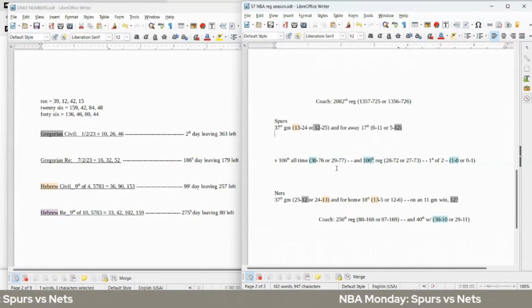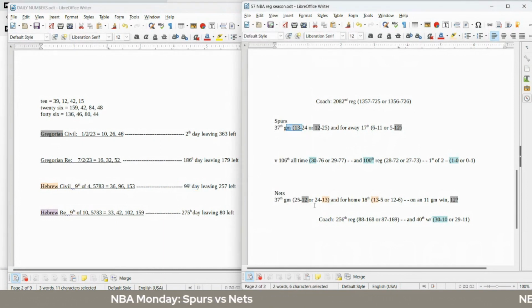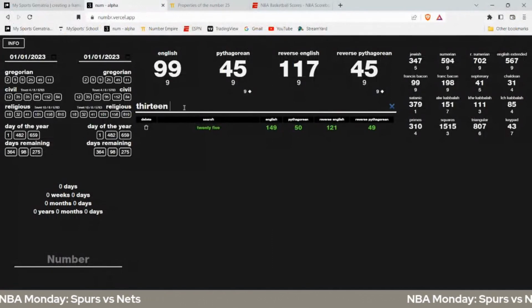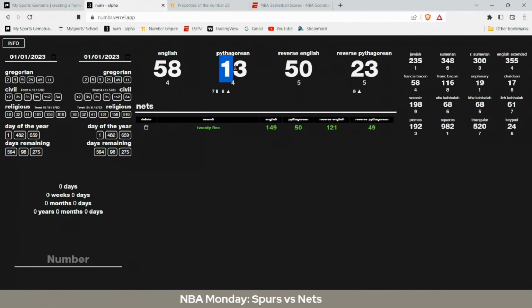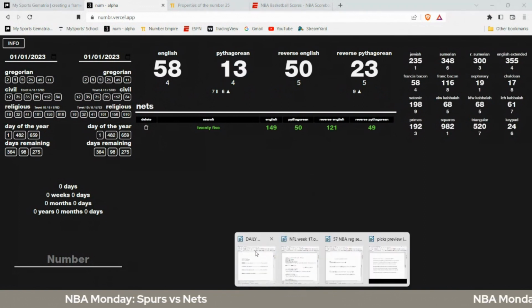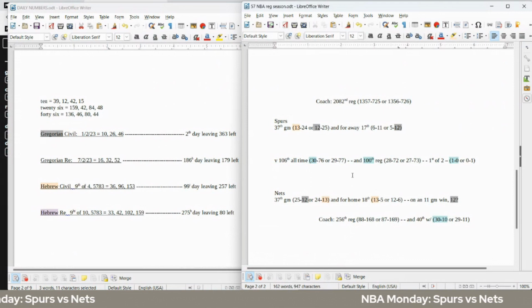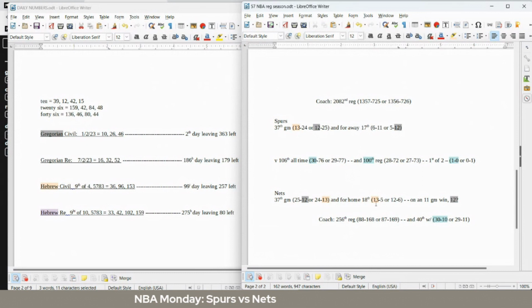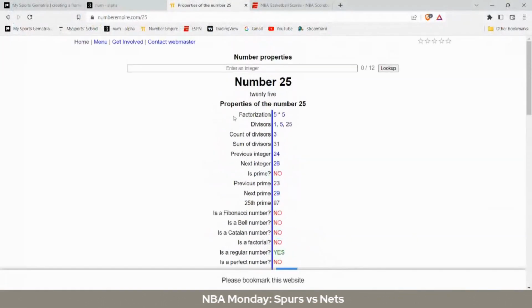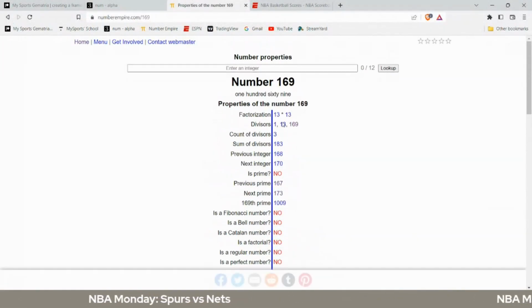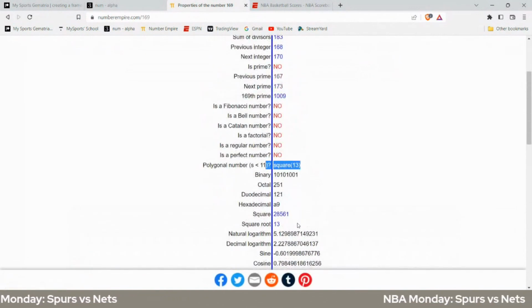There are some numbers. It is the 99th day of the Hebrew Civil. The Spurs can get their 13th win for the season. The Nets can get their 13th loss for the season. 13 written out sums to 99. The word Nets sums to 13. They could just swing that way if they wanted to. At the same time, the Nets coach would get his 169th loss regular season to go with. And 169, mathematically speaking, is a square root of 13.